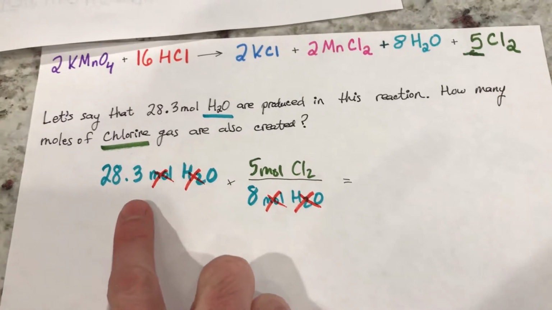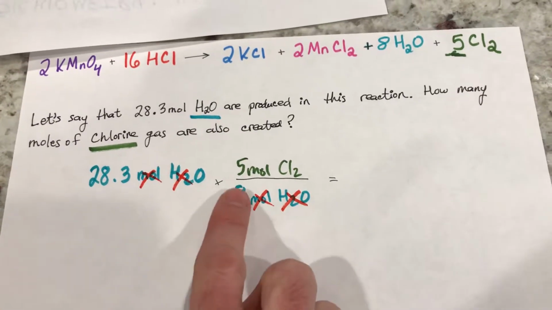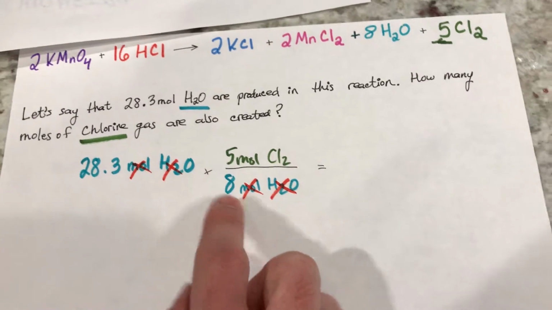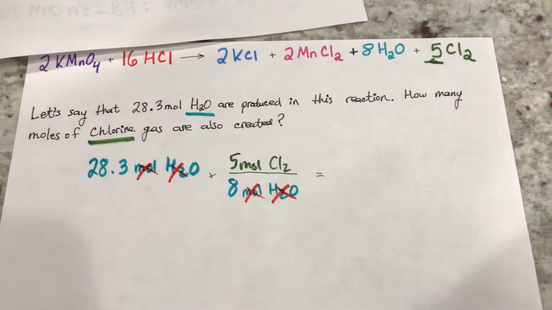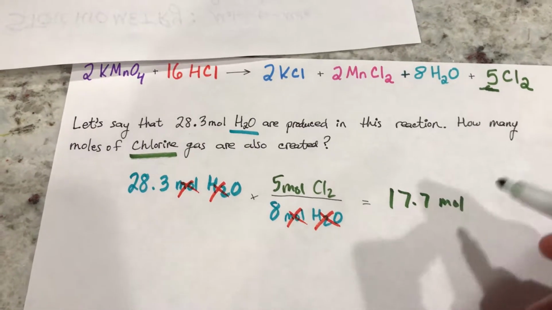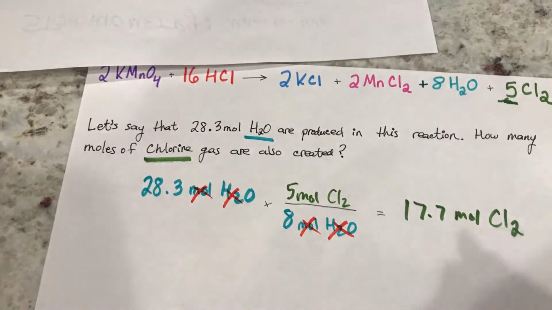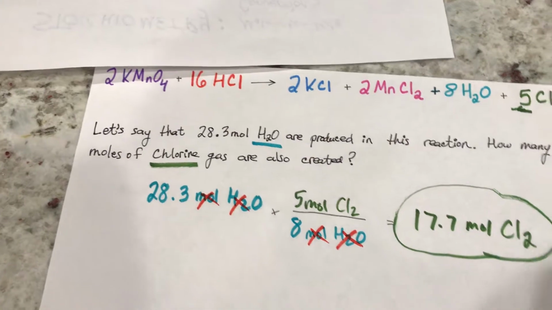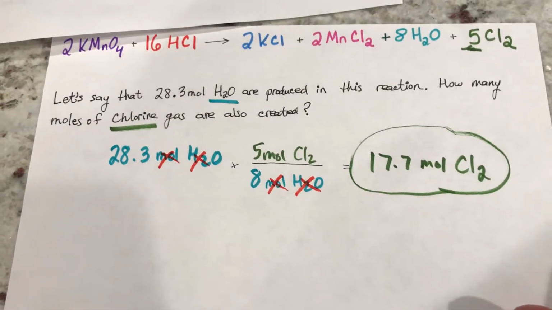So in our case, we take 28.3 moles of water times 5 divided by 8. And we should get an answer of roughly 17.7 moles of Cl2. That is your answer. Cool.